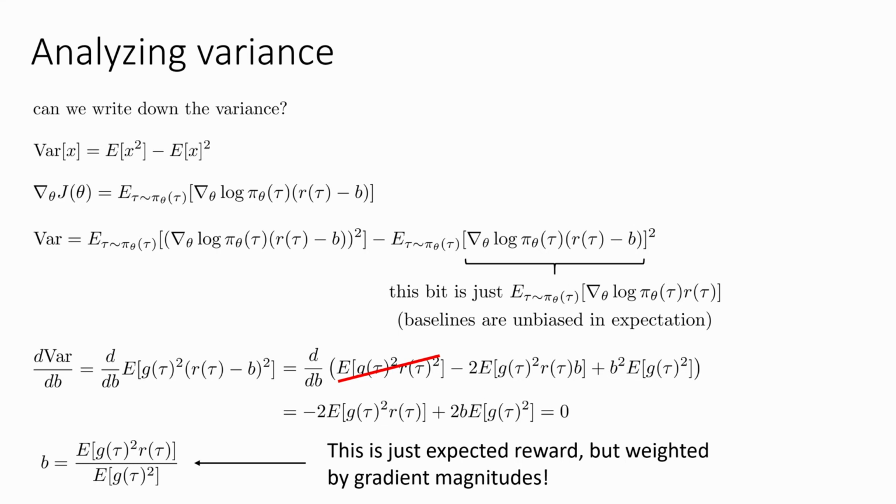But if you want to do this in practice, my suggestion would be, when coding it up, don't bother, just use average reward. But if you want to actually know what the real answer is, this is the real answer. Any questions about this?